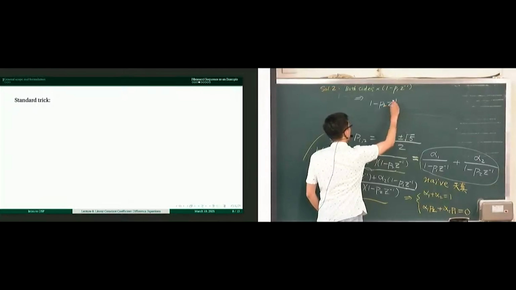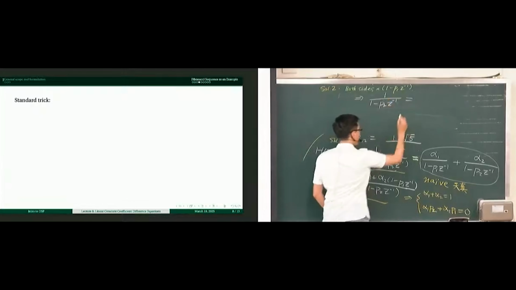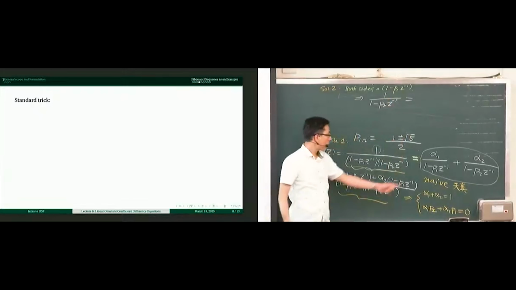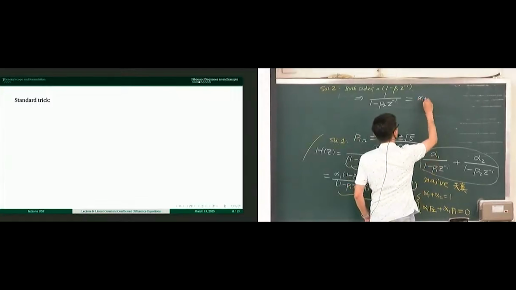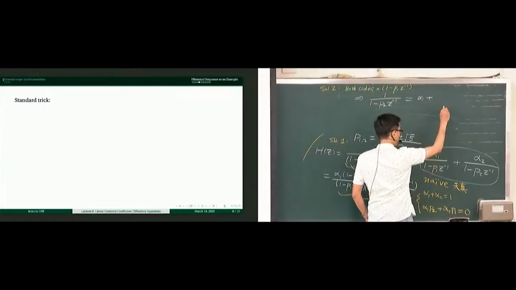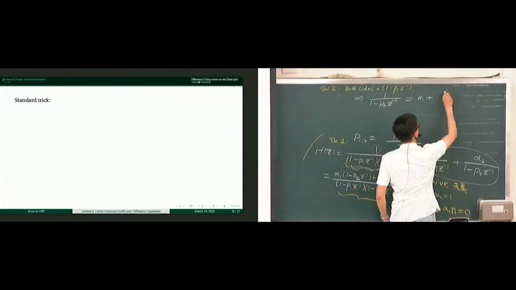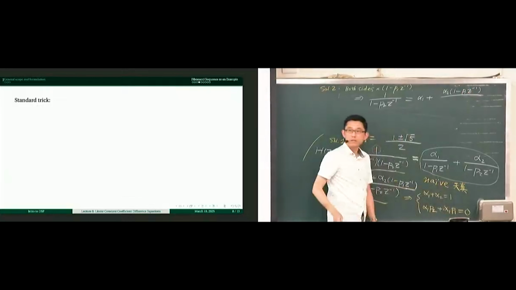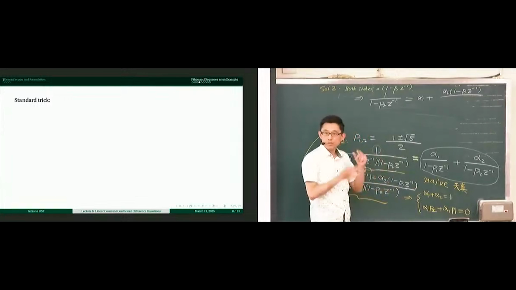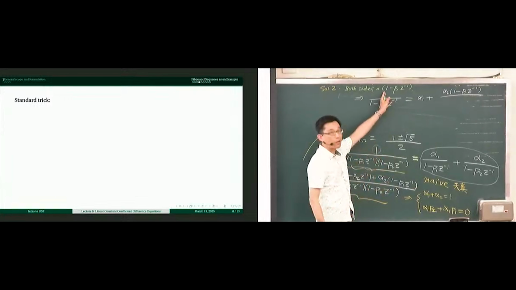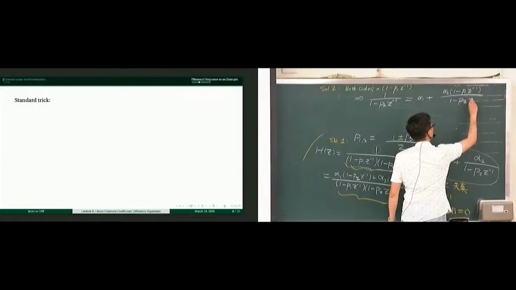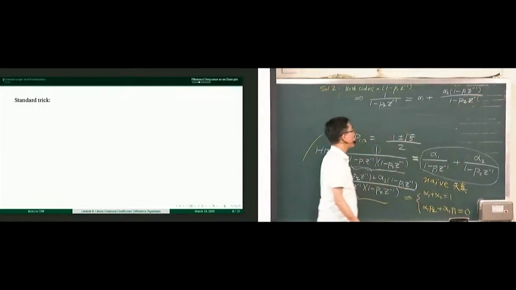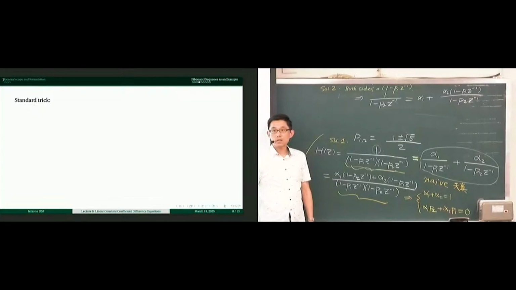this term. On the right, what do we have? On the right, we have alpha 1 plus what? Alpha 2, 1 minus P1 Z inverse divided by, just multiply both sides with this factor. That's our recommendation. The equality should still hold. Okay?